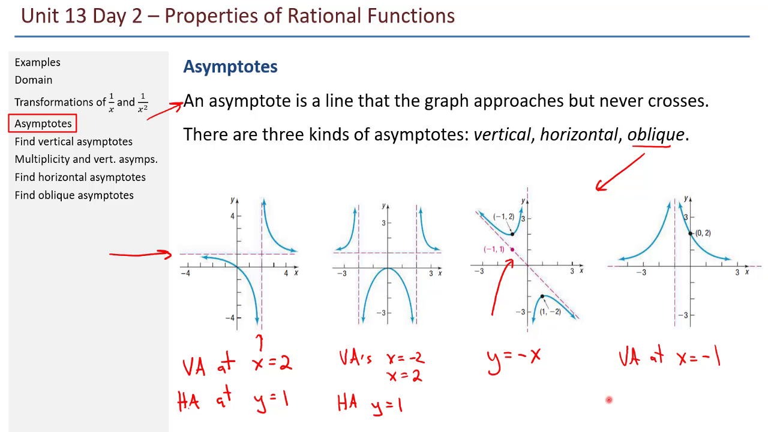and it has a horizontal asymptote at 0. It might be a little hard to see, but it's actually the x-axis itself that's acting as the asymptote. And that equation is y equals 0 for the x-axis. All right, let's see how we can actually figure out what the asymptotes are.